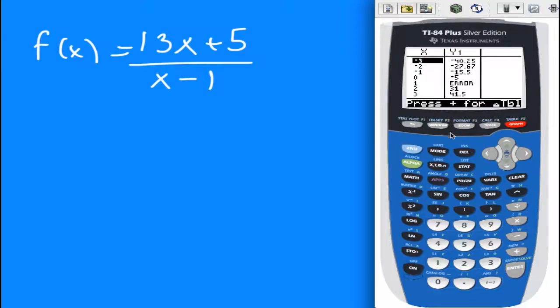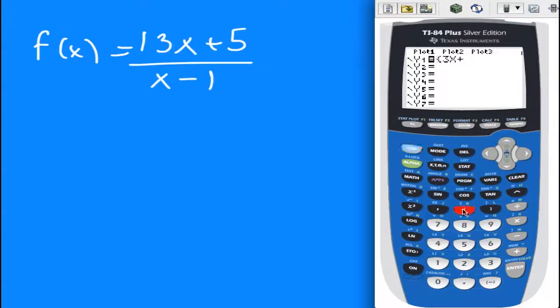Or I have to close the parentheses. So 13x plus 5 over parentheses x minus 1. So graph it. Y equals, window, put it at negative 15, 15, min at 15, so that you can get a better view of the line at the graph.